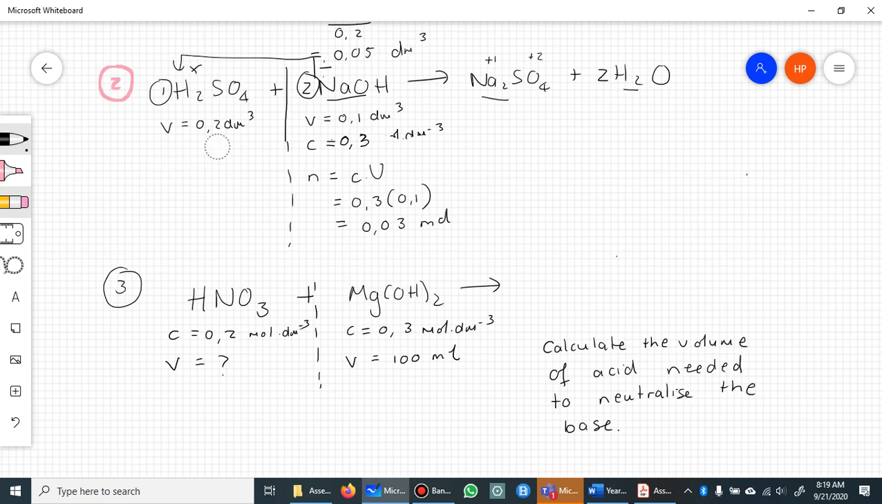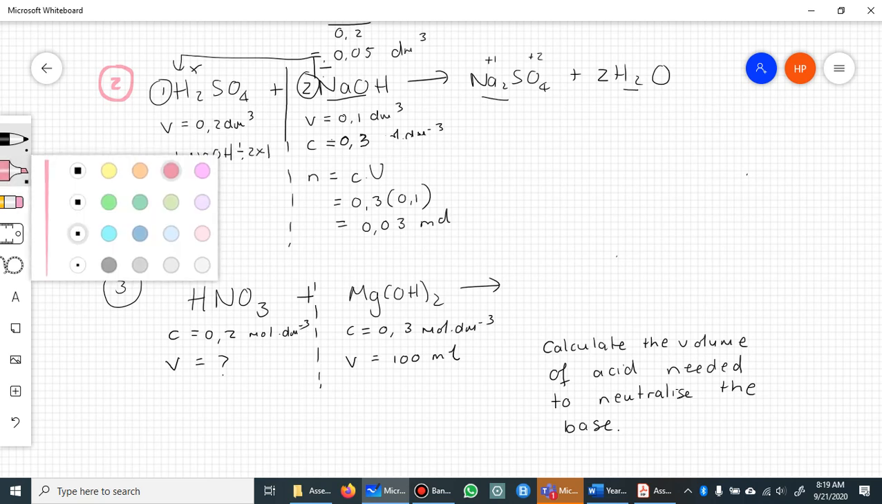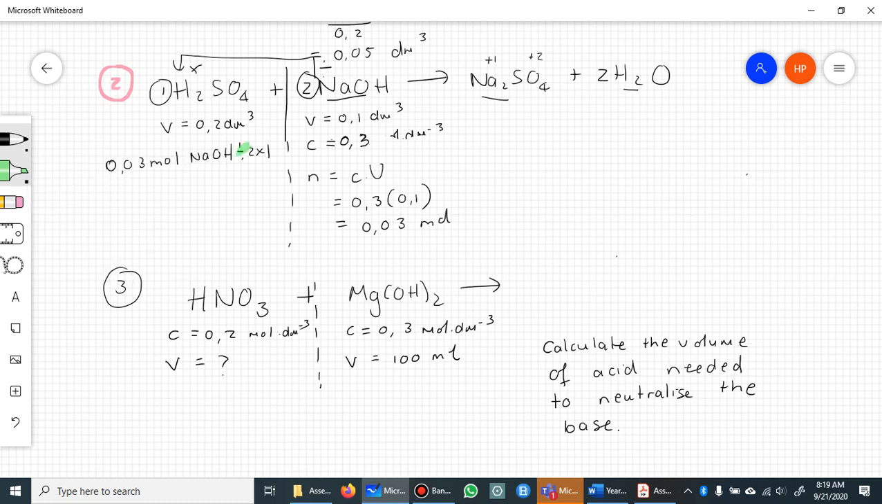I'll just erase this to make space. So we're going to say the mole of this one is equal to 0.03 mole of NaOH divided by 2 times 1, and there's a mark for that. Okay, so make sure that you write that down, even if it's a divide by 1 times by 1. And that gives me 0.015 mole, right?